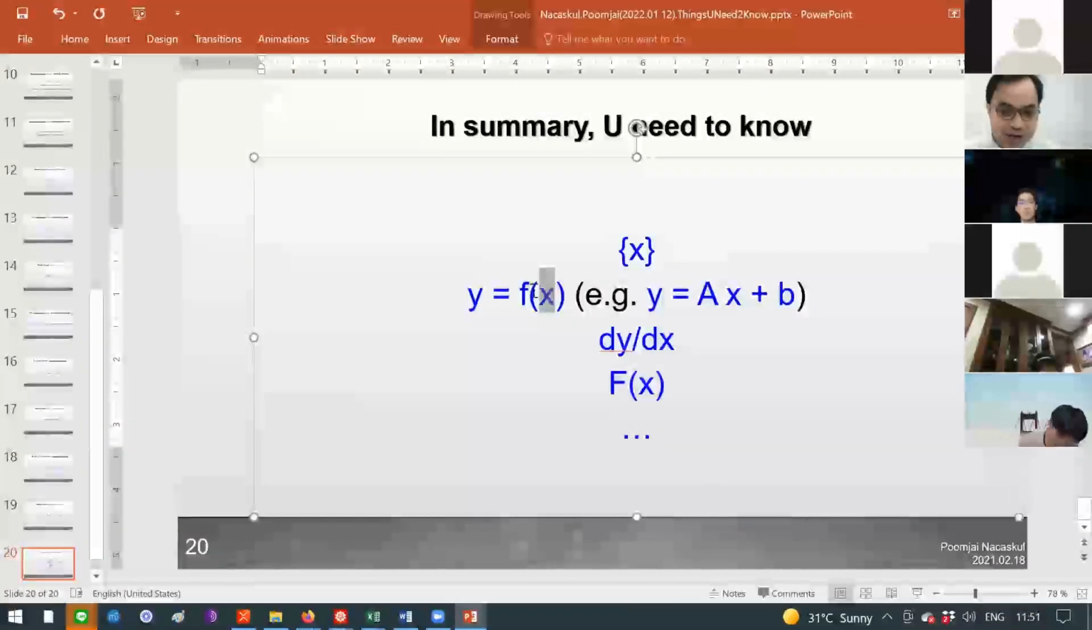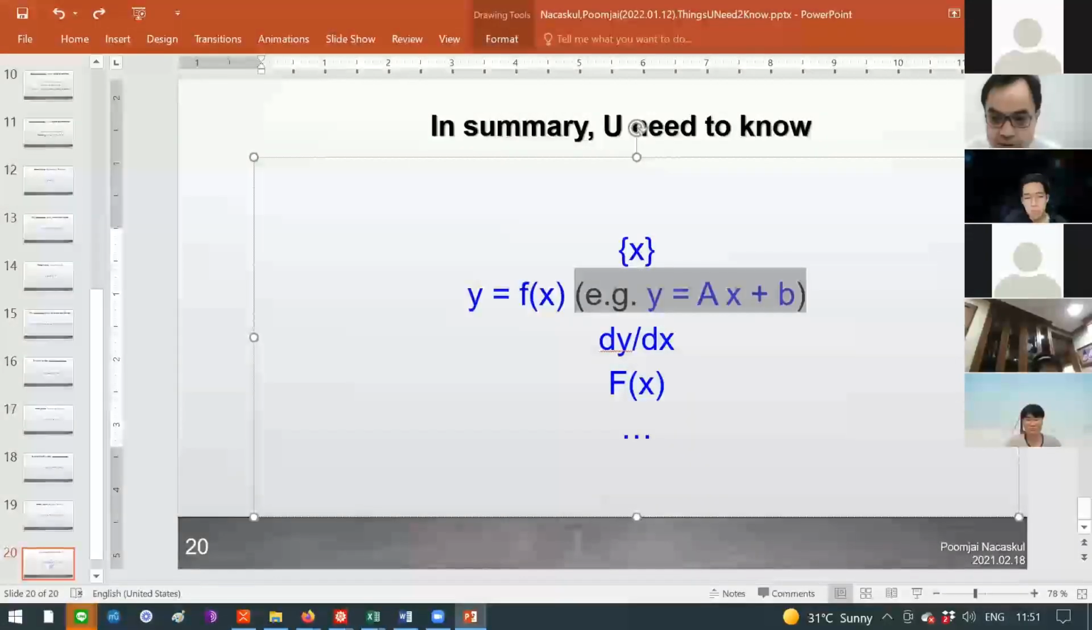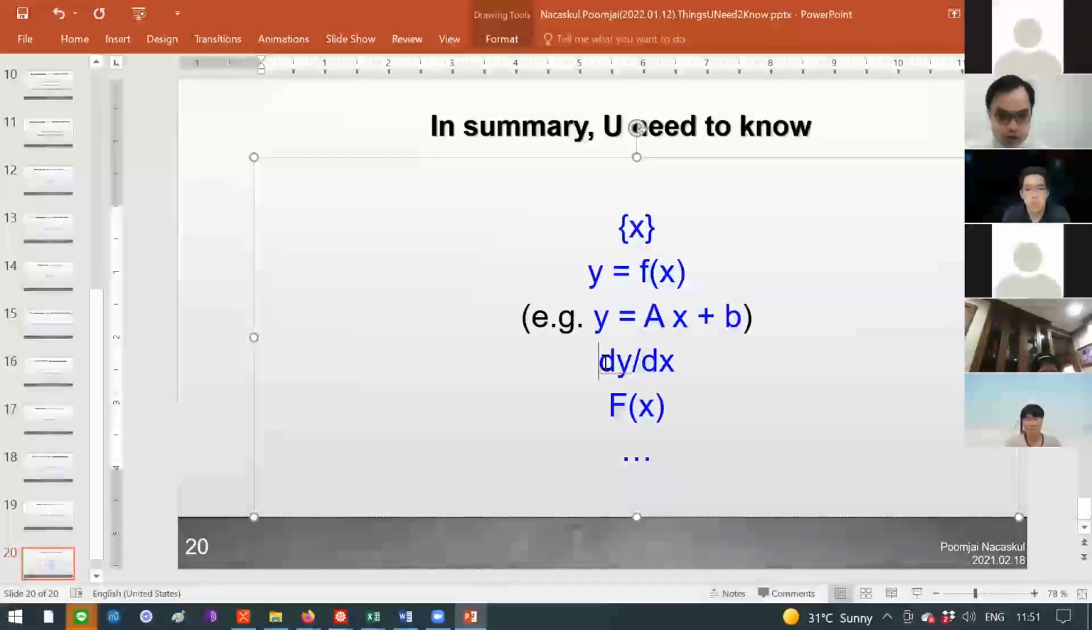You want to know how you relate this and that. And it could be linear, but perhaps not. You want to know the rate of change of something with respect to the other, and you want to know how you accumulate change. So this is probability and statistics. This is function or functional programming. This is differential calculus, integral calculus.